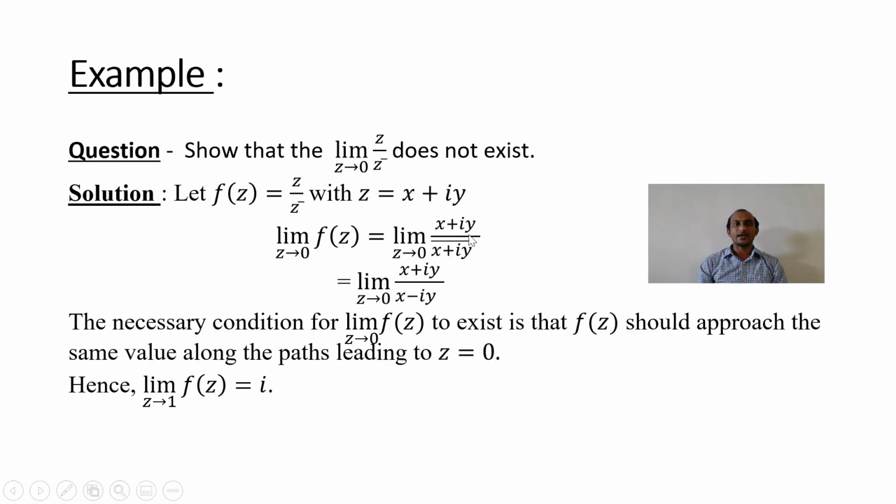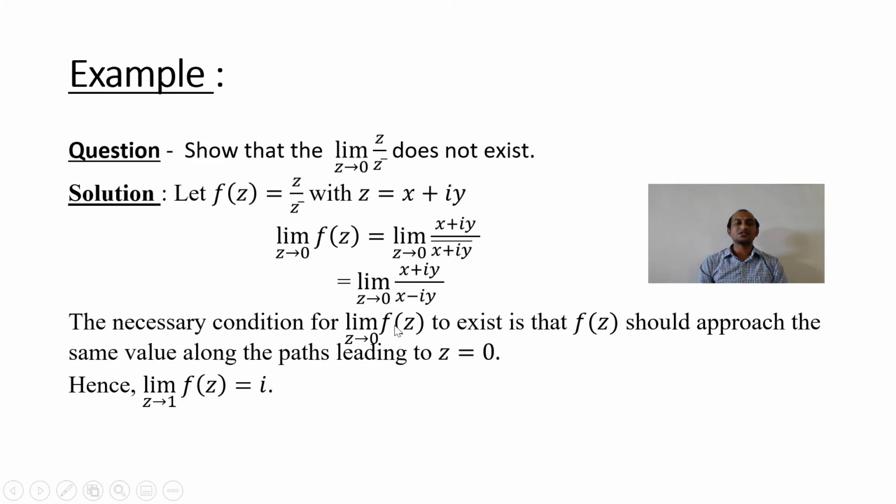So we take x plus iy bar. We know that x plus iy bar is the conjugate, so we change the sign of the imaginary part. So we get x minus iy. Now substituting z tends to 0, right?